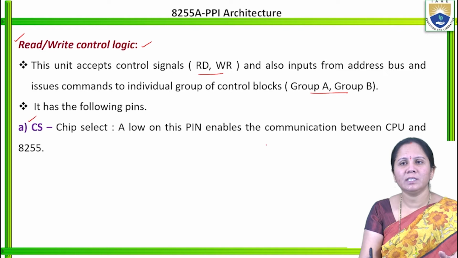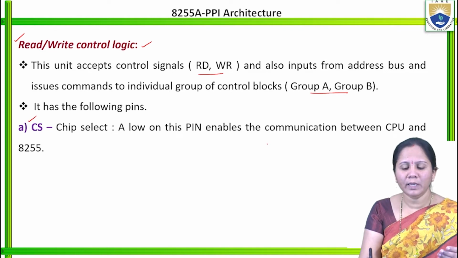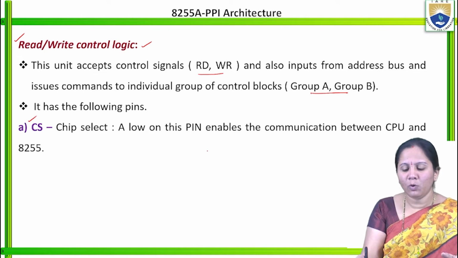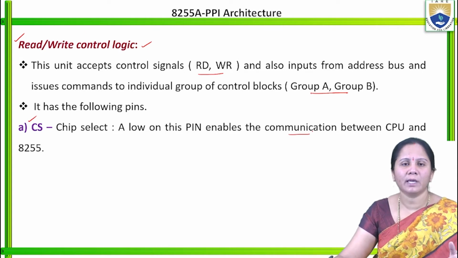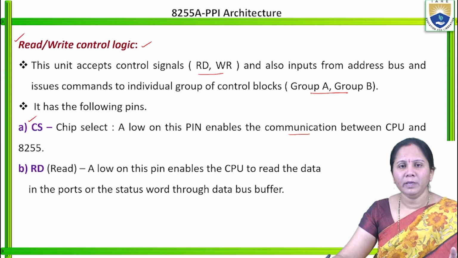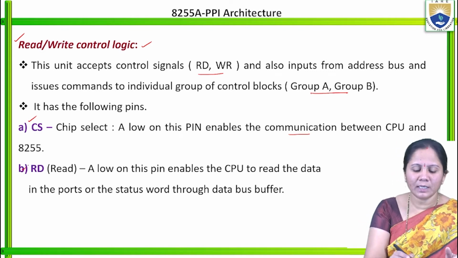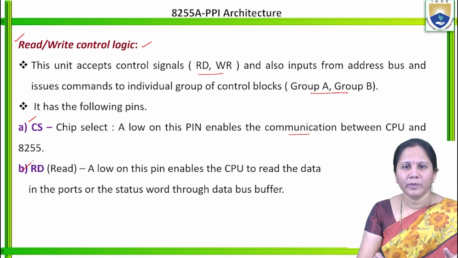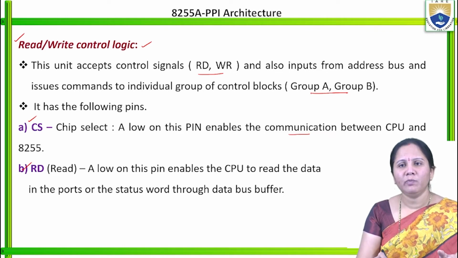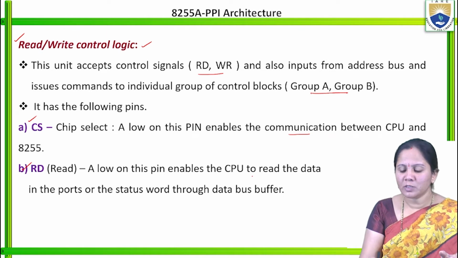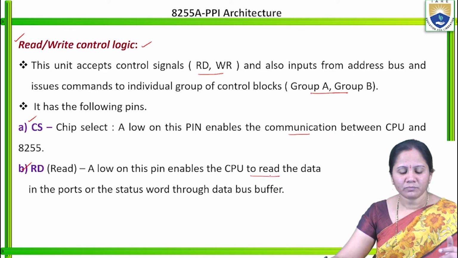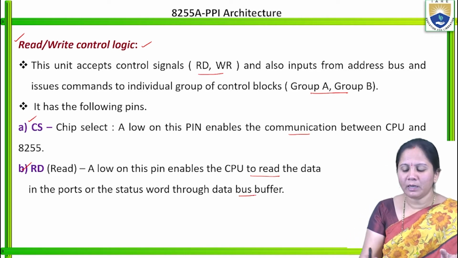When this CS bar signal is low, only then will this 8255 IC be operated. Okay. So a low on this pin will enable the communication between microprocessor and 8255. If it is high, 8255 will not be operated. Another signal is RD bar, read. This is an active low signal. When it is activated, the microprocessor is going to read the information from the ports through the data bus buffer.